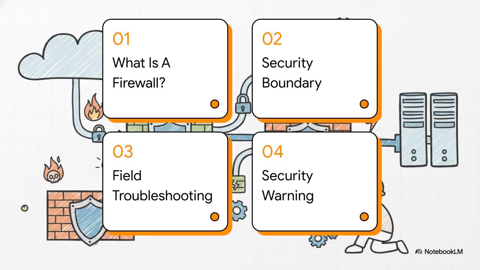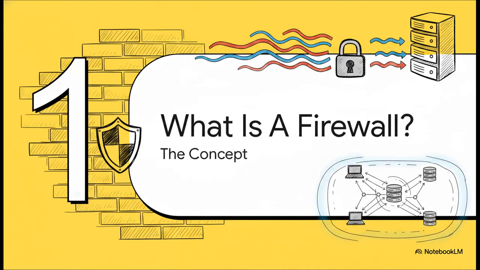Section 1, what is a firewall? Section 2, the security boundary. Section 3, practical field troubleshooting. And finally, Section 4, a critical security warning. So, starting us off with Section 1, what is a firewall?